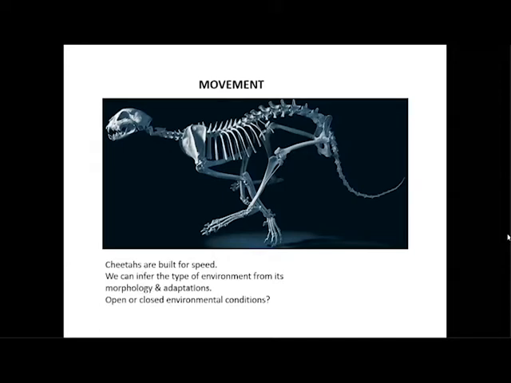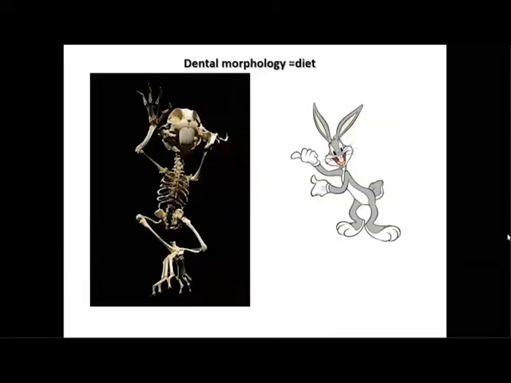The same is true if you found a giant buffalo like a Pelorovis with very big horns, then you'd also allude to open lands, because it would be very uncomfortable to try and maneuver with the horns in a closed environment.